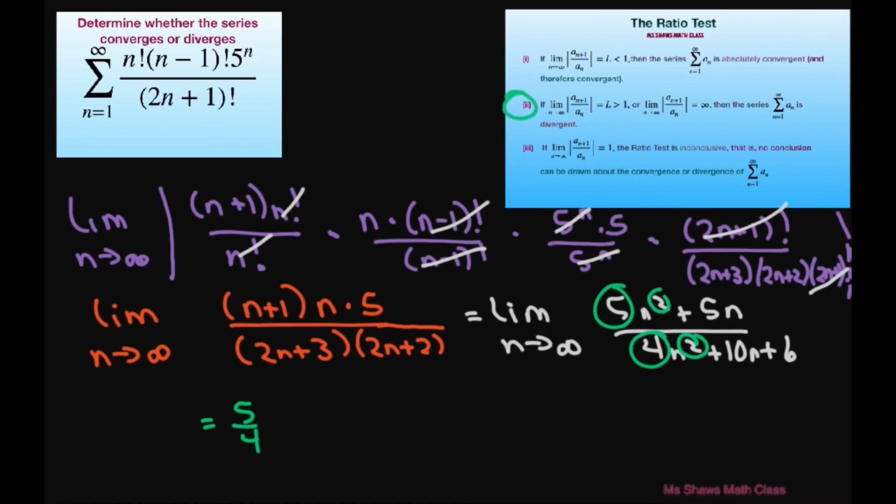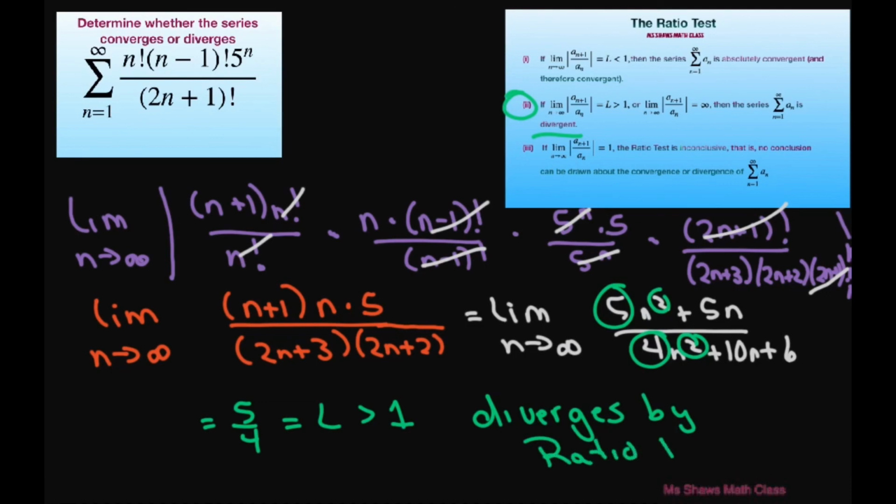This satisfies condition 2. This equals our limit, which is greater than 1. That means it's divergent. So this diverges by the ratio test.